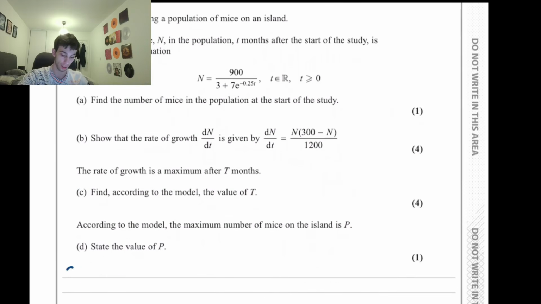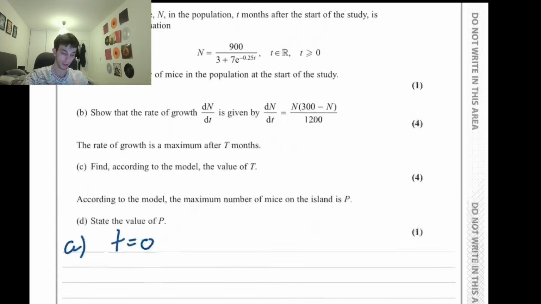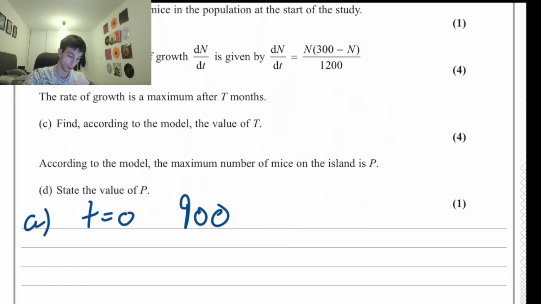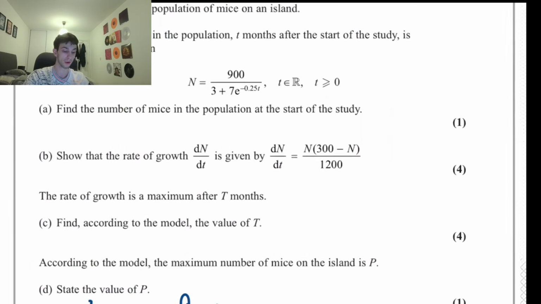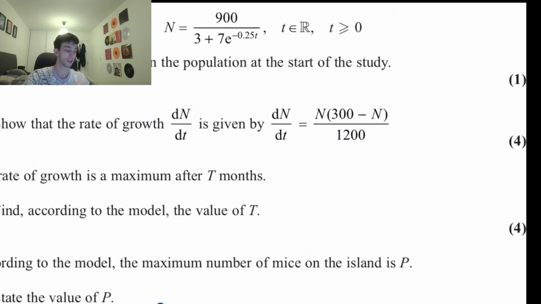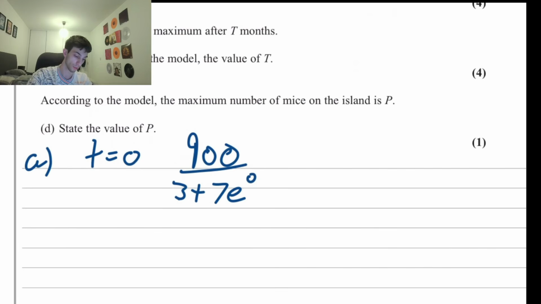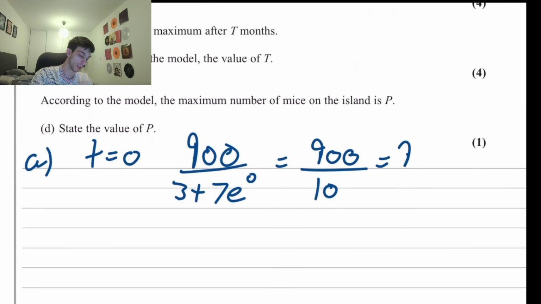Part A, nothing tricky. We just have to find the number of mice in the population at the start of the study. So at the start of the study, t is equal to 0. So we have 900 / (3 + 7e^0). Why is it to the power of 0? Because we have minus 0.25 times 0. We know anything to the power of 0 equals 1, so this will simply be 900 / (3 + 7 × 1), so that's 900 / 10, which will be equal to 90. So we have 90 mice at the start of the study.